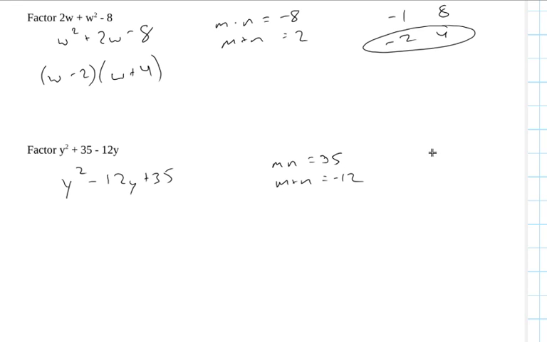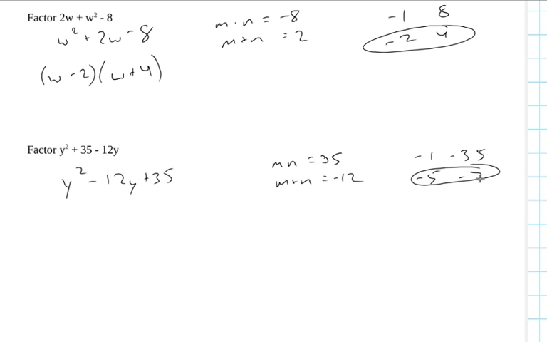So the product of 35 we can get with 1 and 35. 3 doesn't go into it. 5 and 7. Looks like those are the only ways we can do it. We want the product to be positive, but the sum to be negative. So since the product is positive, they're either both positive or both negative. The fact that the sum is negative means that we're actually looking for this case right here, negative 5 and negative 7. So negative 5 times negative 7 is positive 35, and their sum is negative 12.